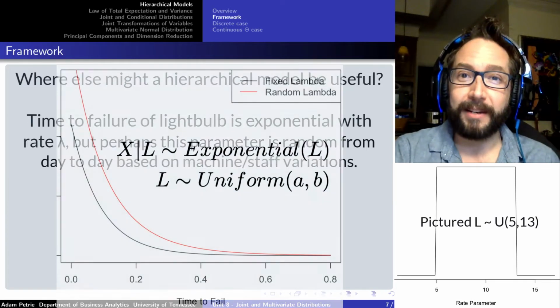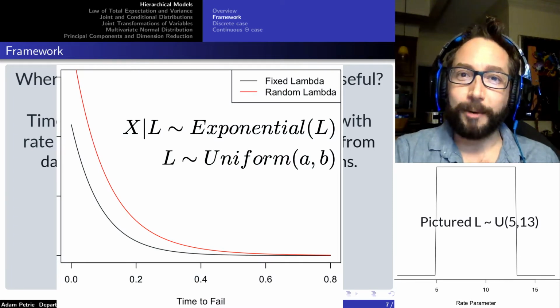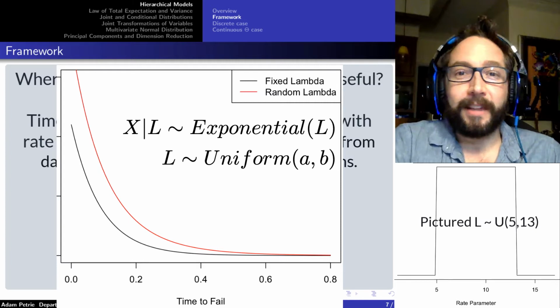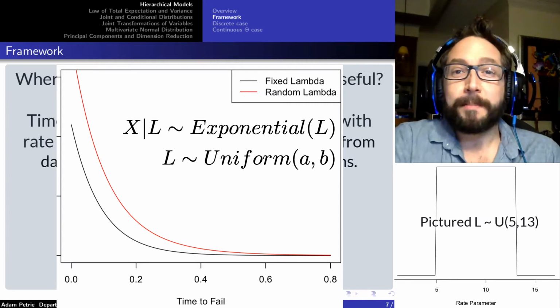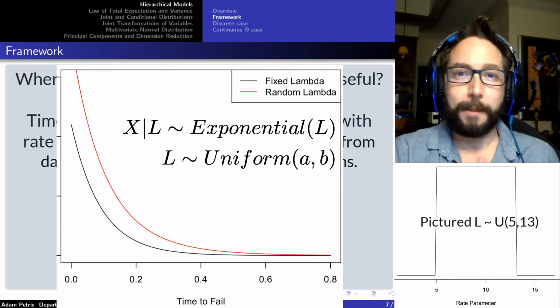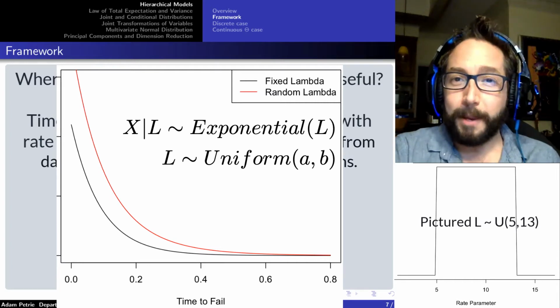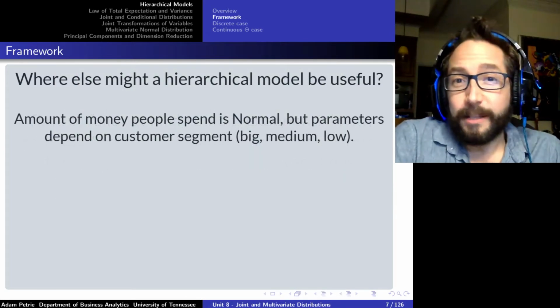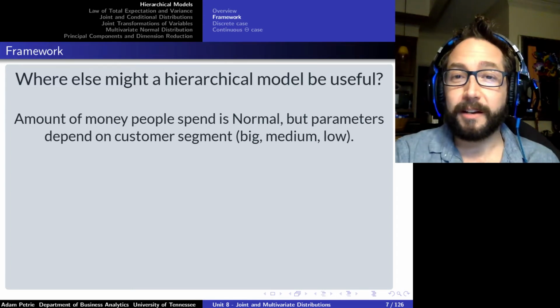It might vary from day to day, by looking at the process in terms of a hierarchical model. So x given lambda is exponential, but lambda has a distribution on its own. Maybe it's uniform between two values. Maybe it has a different notorious distribution here. And this very often would come up when studying customer segments.